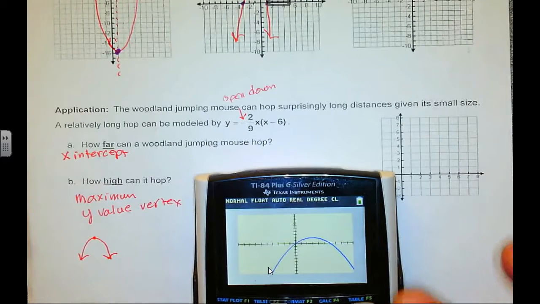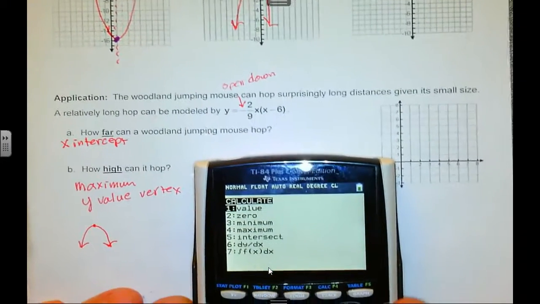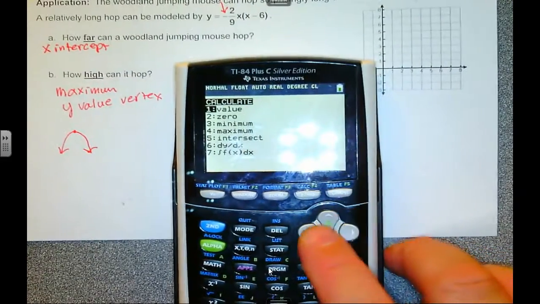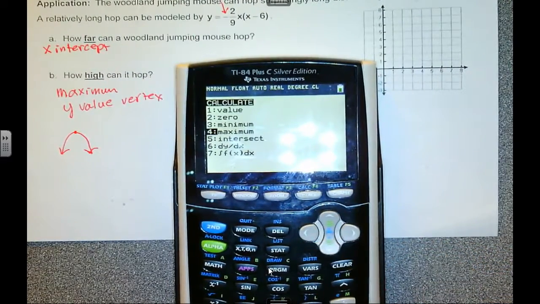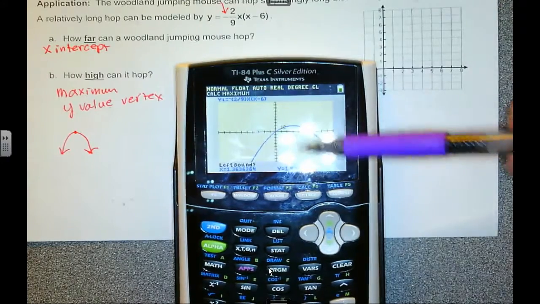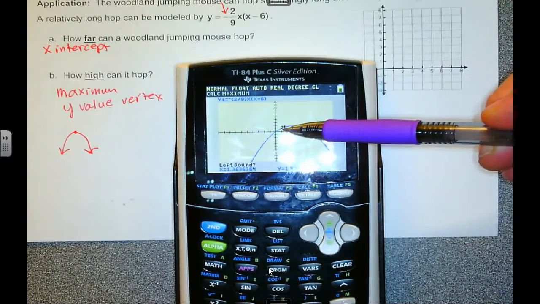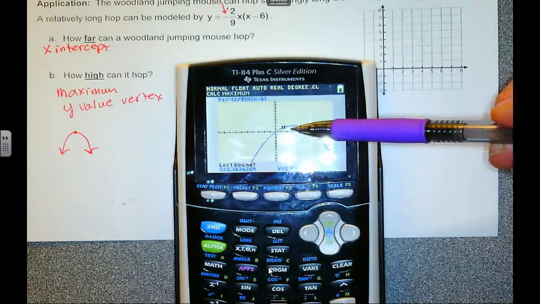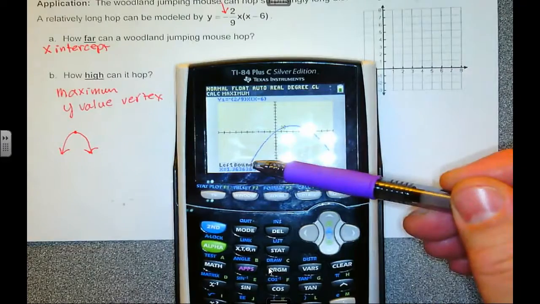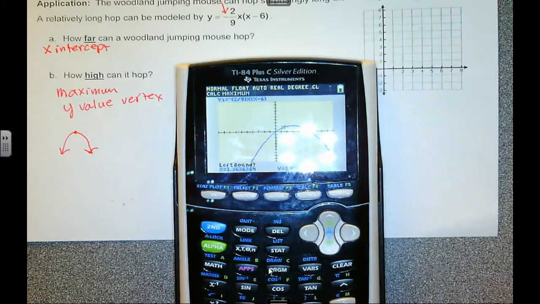So I'm going to look for the vertex. I'm going to hit my second button, trace, it's actually calculate, and I'm looking for the maximum. Okay, so I'm going to go down to the maximum, hit enter, and it's asking me, what's your left bound of this point? So I have to make sure my cursor is to the left of the maximum. See how it's asking me left bound? I'm going to hit enter.